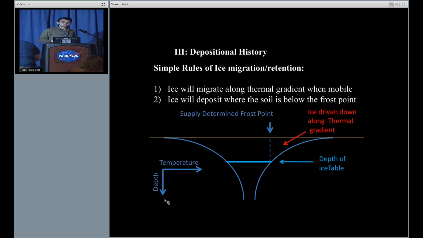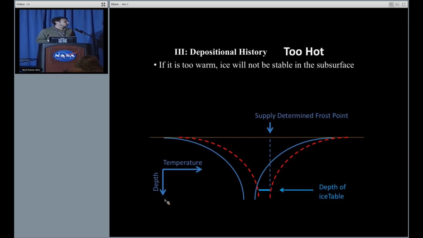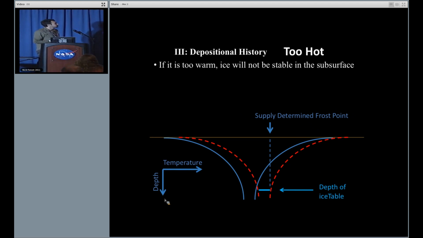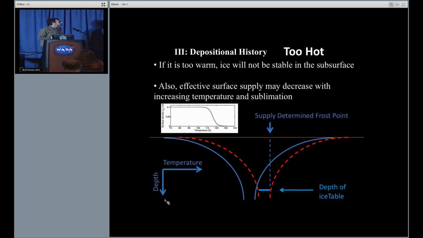And your supply rate will determine how deep that ice gets, right? So depending on how much ice you're supplying, that will determine how deep it goes. And that's sort of what we went into in our 2010 Science paper. If you're too hot, you get a situation where the depth of that ice table becomes really deep, either because you don't reach that frost point temperature until very deep depths, or just the fact that, like the supply model we saw from the Shorthofer and Taylor model, you just don't get molecules sticking on the surface when you're hot.